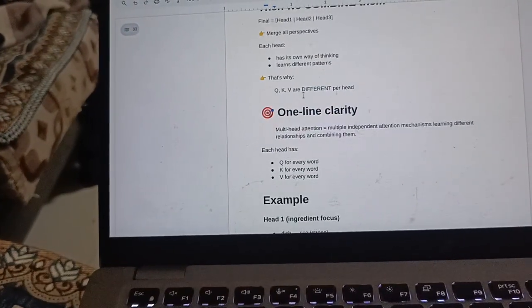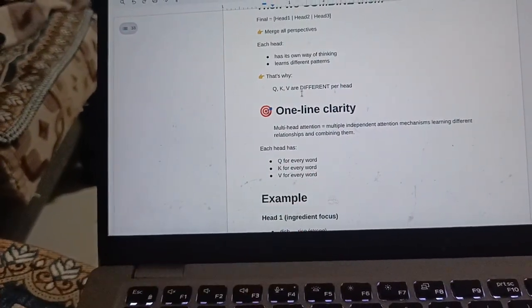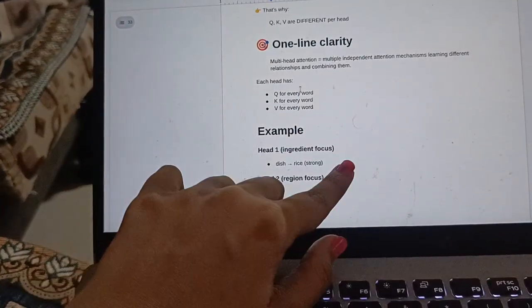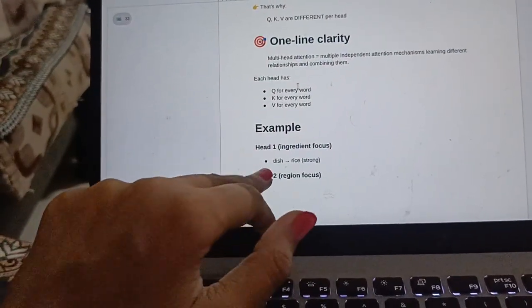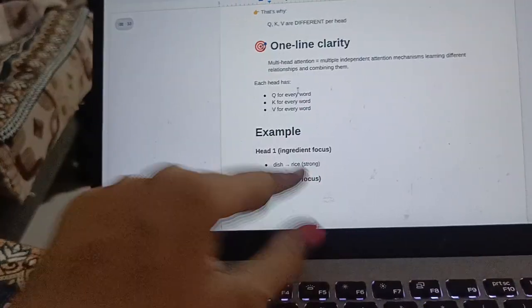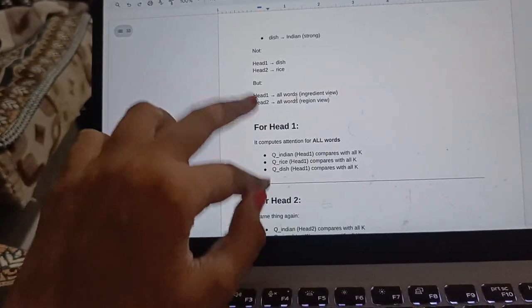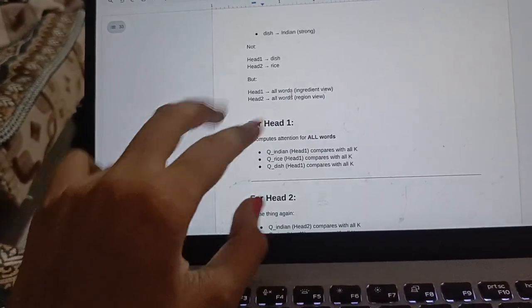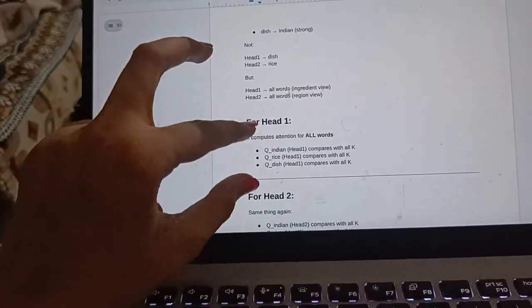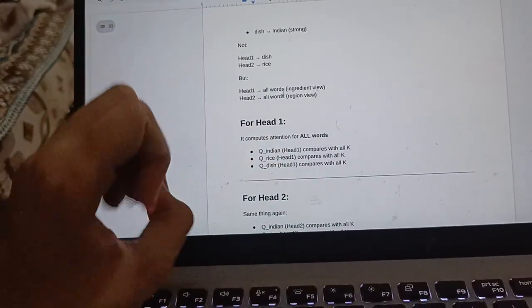So how does it do Q for every word, K for every word? For example, head one is ingredient focus. Okay, so here dish is taken as an ingredient, which is strong, then head two would be region focus. So it's like that. For head one, it's not that each word is taken as a Q, it is taken as a whole context.